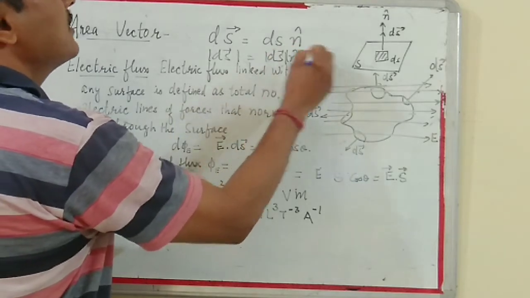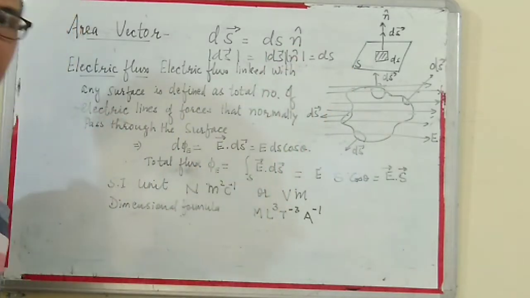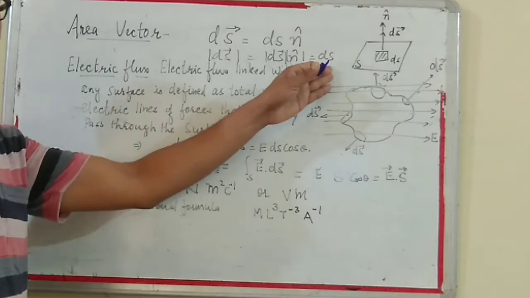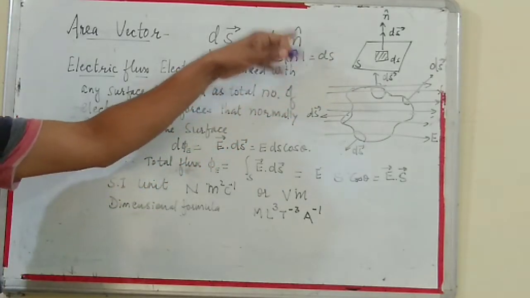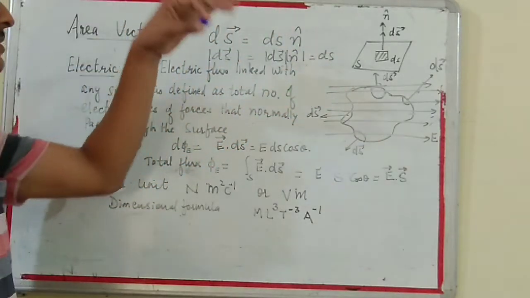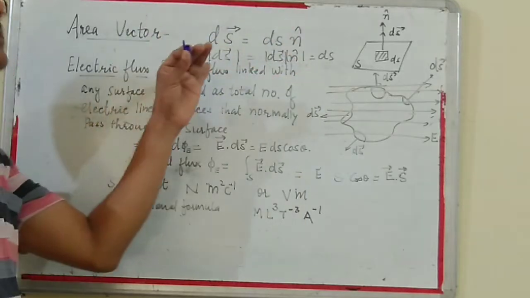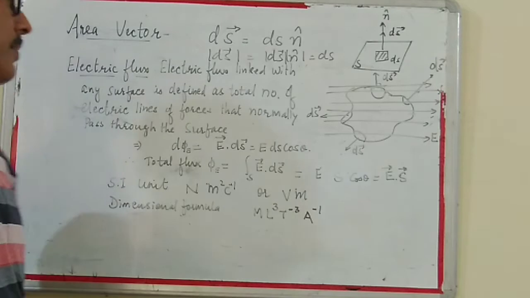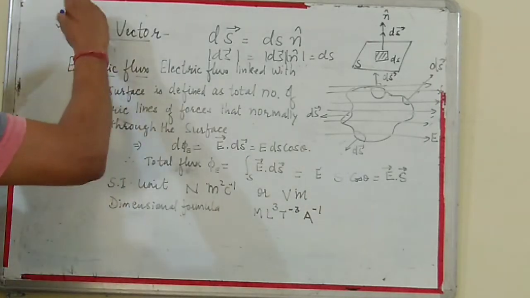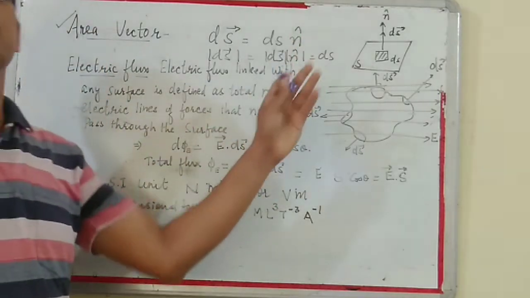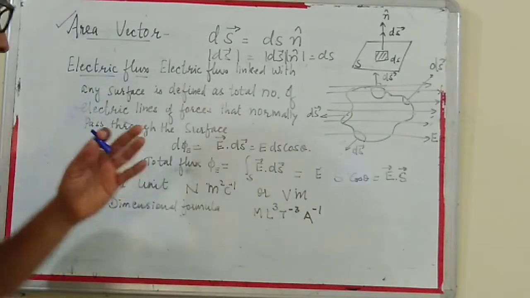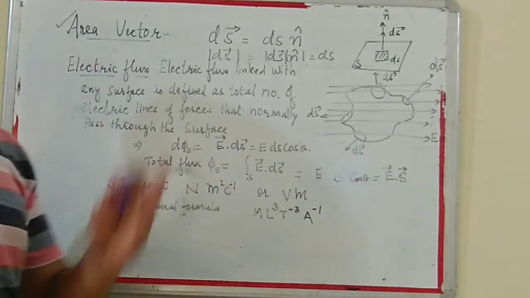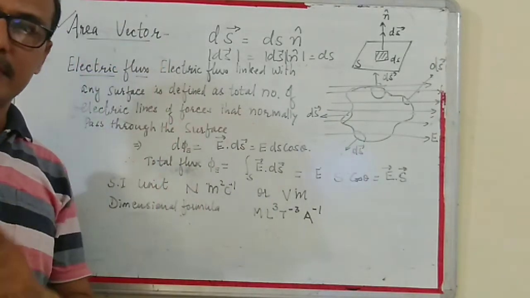This gives us ds, the same scalar quantity, but if we multiply a scalar quantity by a unit vector, it converts it into a vector quantity. Okay, so this term is utilized in many places, in electric flux as well as in Gauss's theorem.